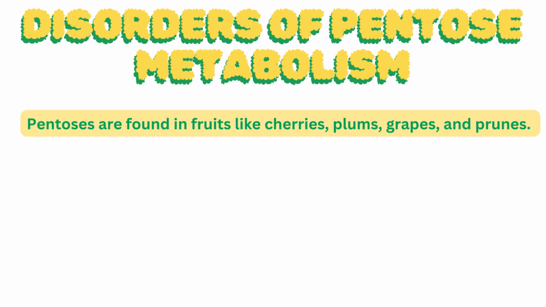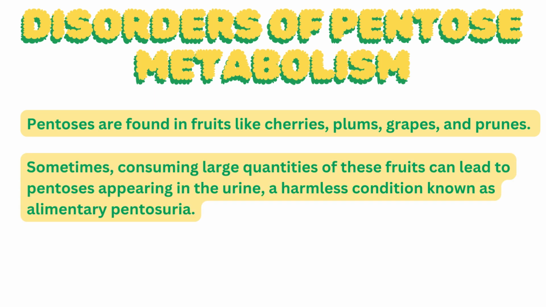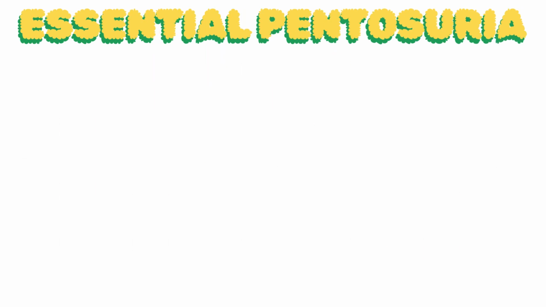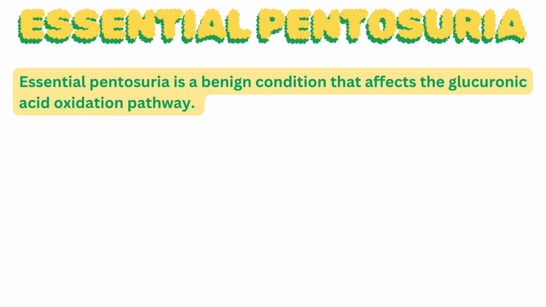Finally, we'll cover pentose metabolism. Pentoses are found in fruits like cherries, plums, grapes, and prunes. Sometimes, consuming large quantities of these fruits can lead to pentoses appearing in the urine, a harmless condition known as alimentary pentosuria. However, there's also a metabolic disorder called essential pentosuria. Essential pentosuria is a benign condition that affects the glucuronic acid oxidation pathway.